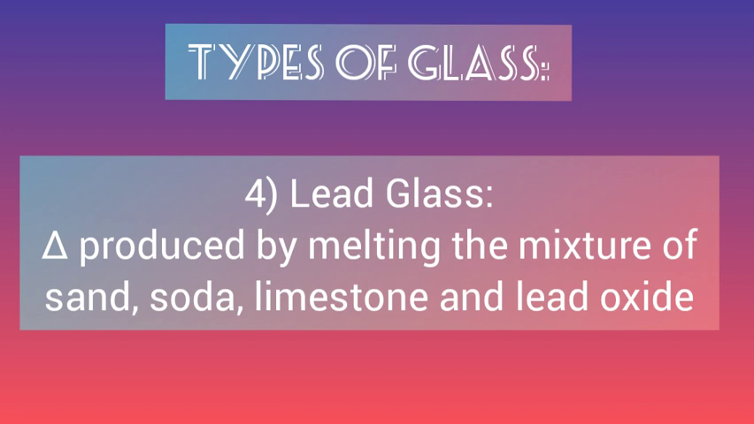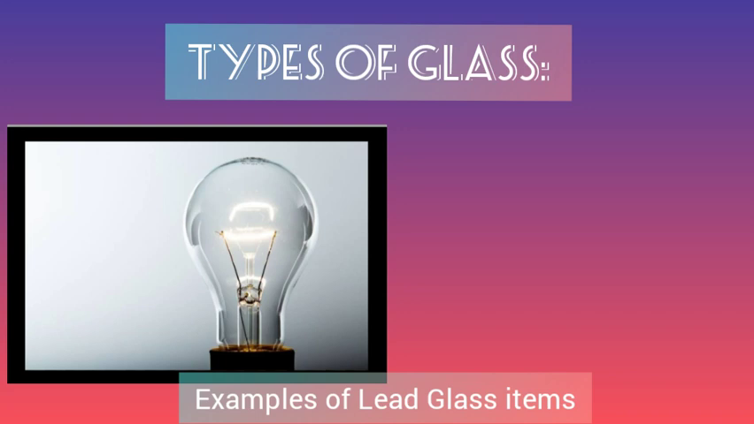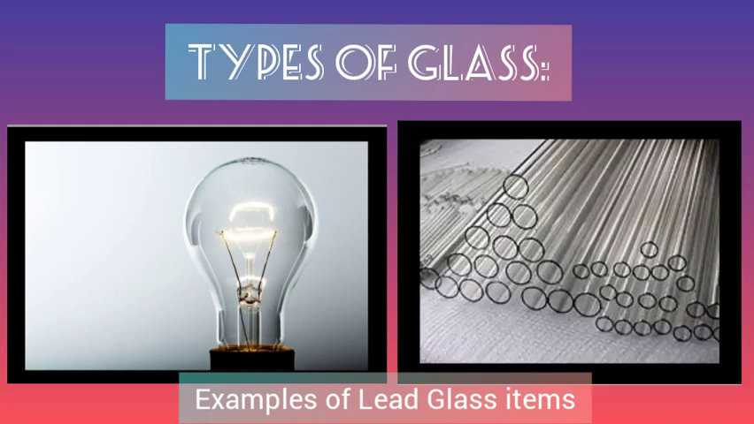The fourth type is lead glass. As the name suggests, it is produced with the help of a lead compound. So what is lead glass? It is produced by melting a mixture of sand, soda, limestone and a compound of lead, that is lead oxide. Being very clear or transparent, it is used in manufacturing light bulbs and tubes, as you can see in the figure.